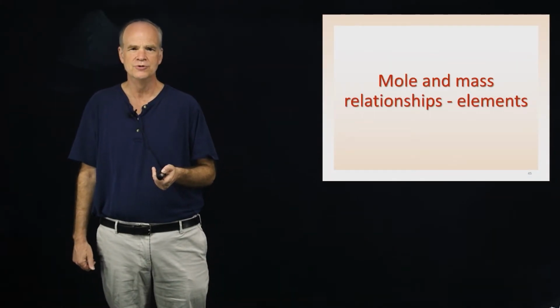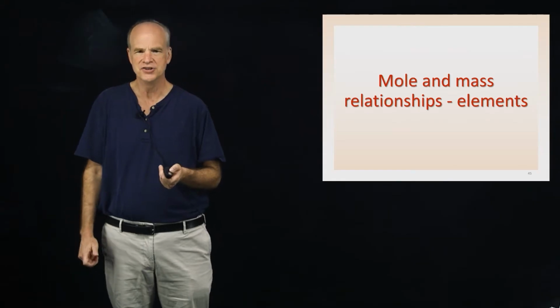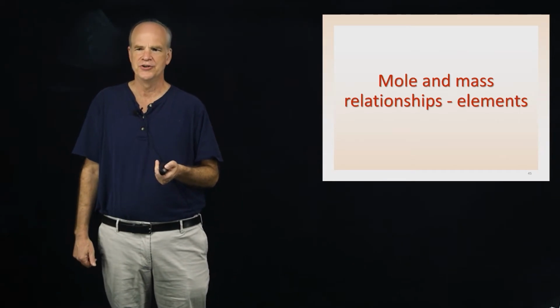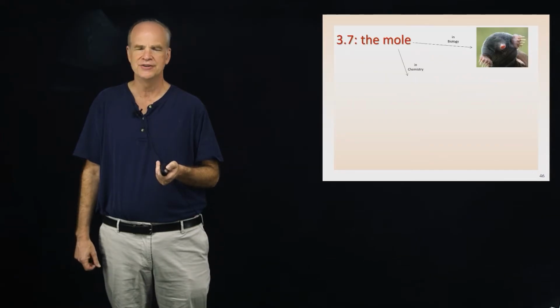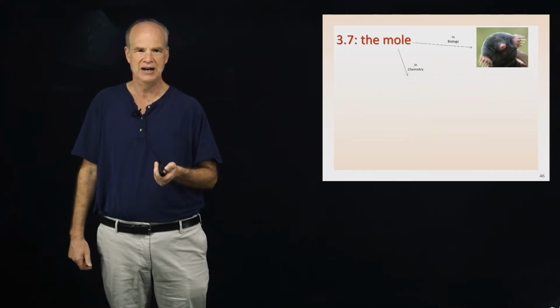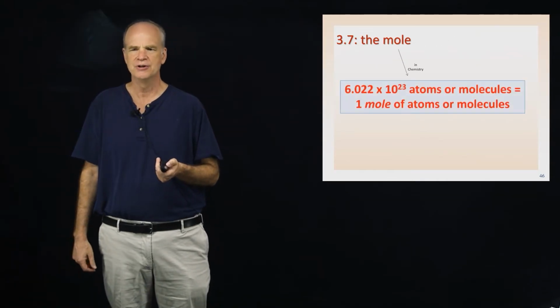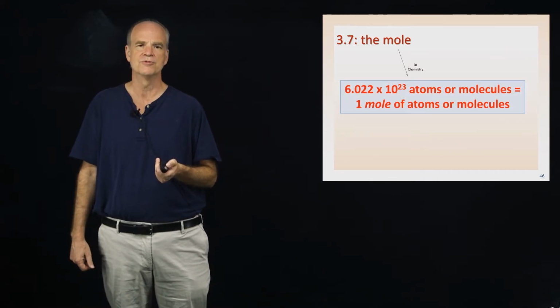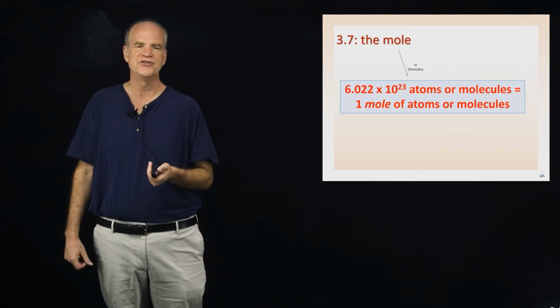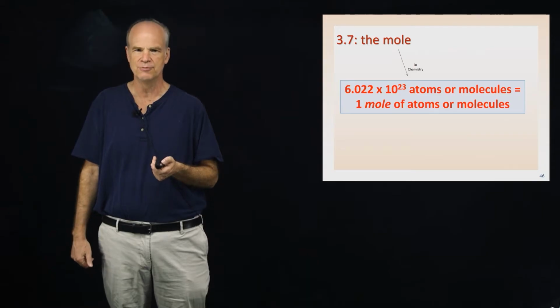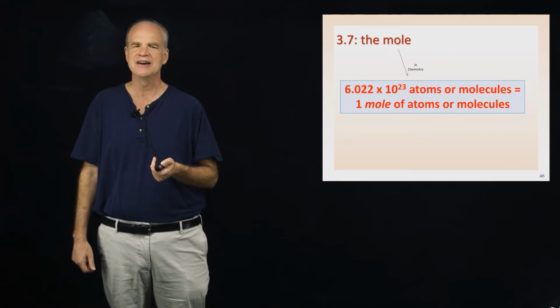And so we're moving into some calculations and we're going to go over something called the mole. So let's jump right into it. There is a mole in biology, but unfortunately the mole in chemistry is a little different. A mole, or more precisely 1 mole, is defined as 6.022 times 10 to the 23 atoms or molecules, which seems kind of odd.